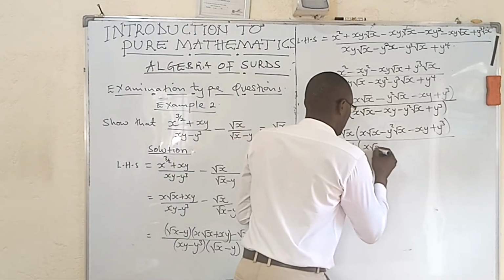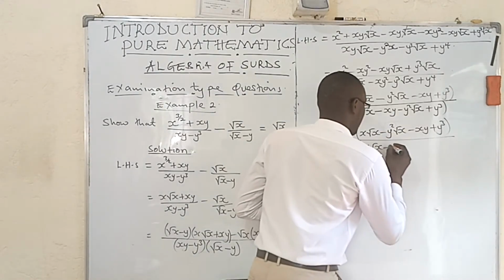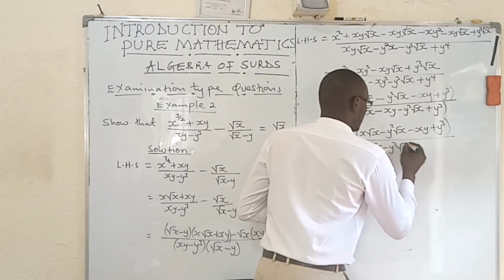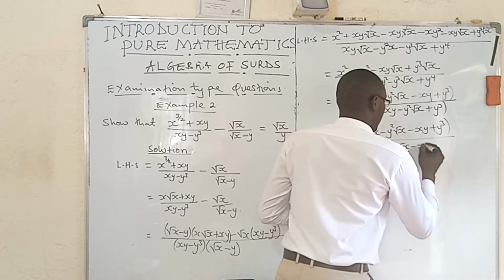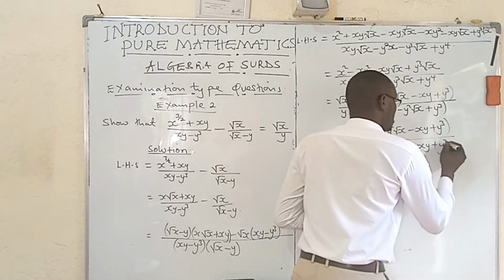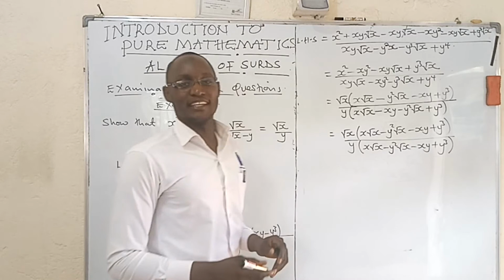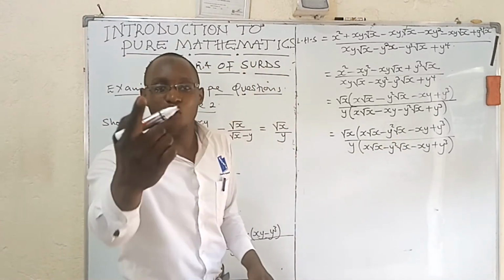x root of x, okay? I'm going to bring this, which is a minus y squared root of x. Then I'll bring this, a minus xy, then plus y cubed. Very interesting. So this implies that the brackets are the same. Can you divide to get one?